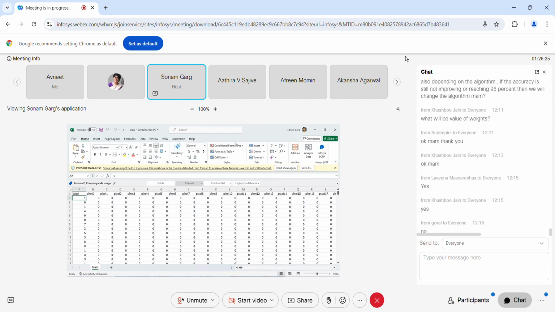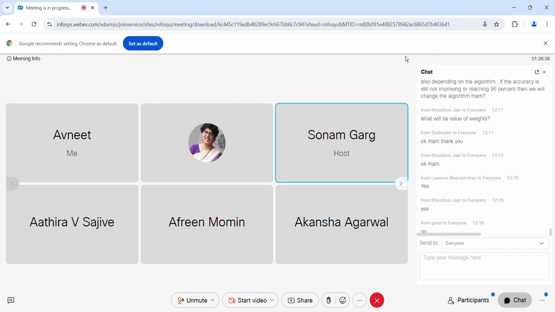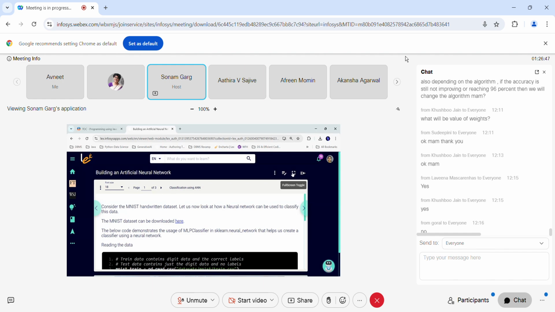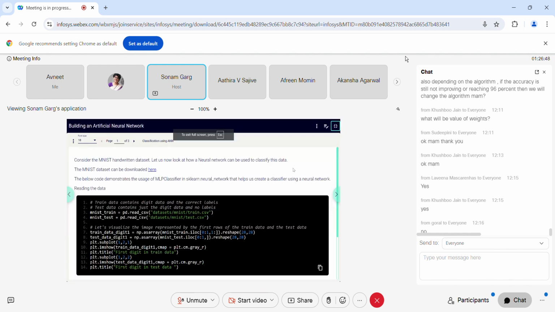And similarly, we have two files. This is for training purpose, and the second file you will see here is for testing, same type of file. Okay, let us go back to the course and check the procedure now, what has to be done. Again, started sharing the screen.